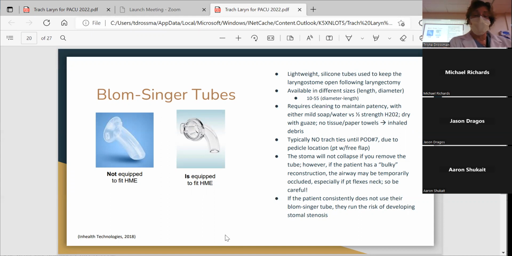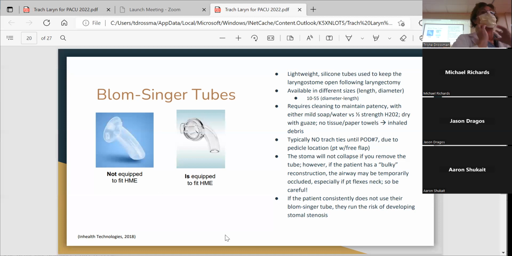So the big thing to remember is, if this is your neck and here's this laryngectomy sitting right here at the surface, the point of this Blom-Singer tube is to support this new stoma as it heals. Oftentimes the bulkiness of the flap, whether it's an exposed flap or it's buried, I always tell them it's kind of like my big double chin right here. If you have your trach here, the bulkiness of it is going to occlude it, especially if the patient leans forward to write something or do something. So if that tube falls out, they're not going to be able to breathe.